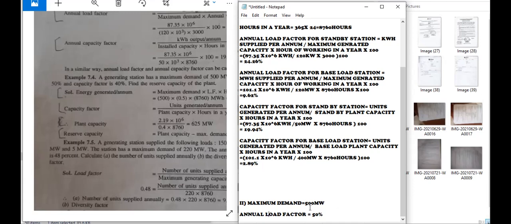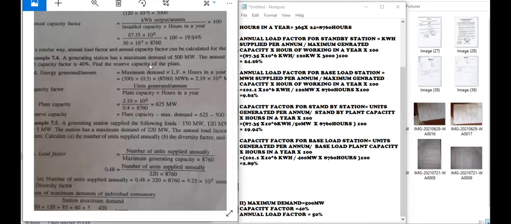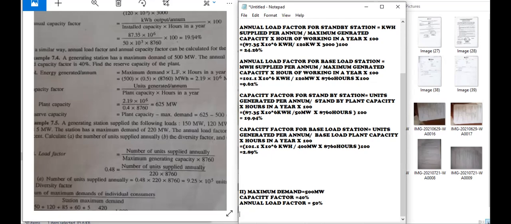So, apart from the load factor, the capacity factor is 40%. Another thing again, they said find the reserve capacity of the plant. What is the formula for reserve capacity? Let me write it out here. Formula for reserve capacity is plant capacity minus maximum demand.